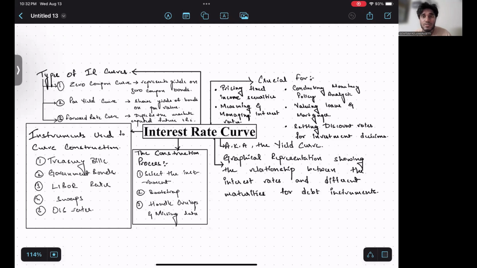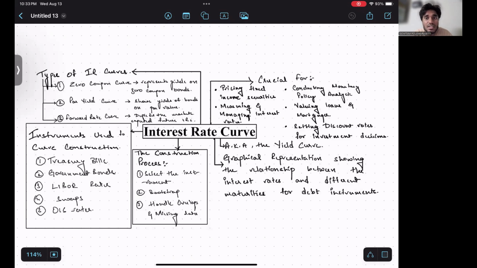Welcome to this comprehensive tutorial on building interest rate curves from scratch. Let's start with the basics. An interest rate curve, also known as a yield curve, is a graphical representation showing the relationship between interest rates and different maturities for debt instruments like bonds. It provides vital insight into the cost of borrowing across various time horizons.